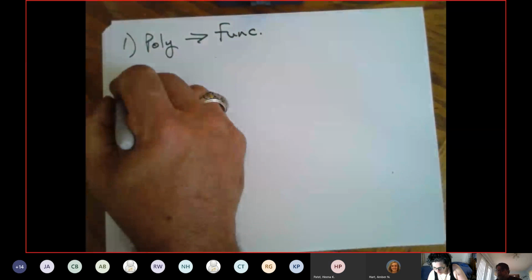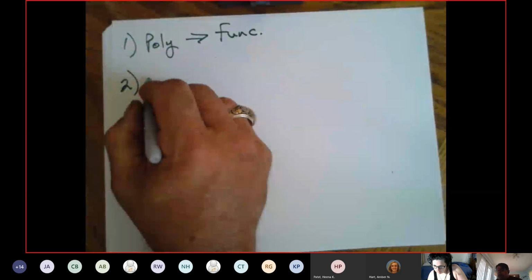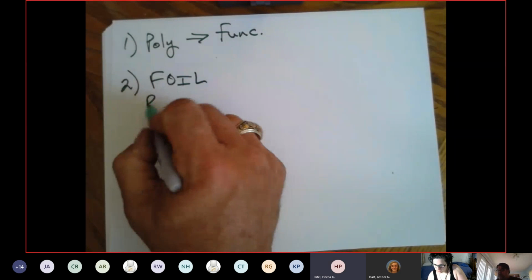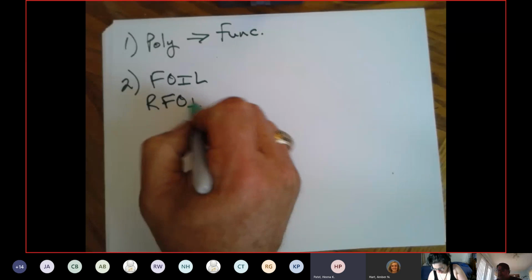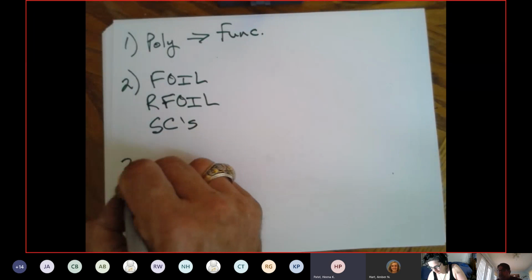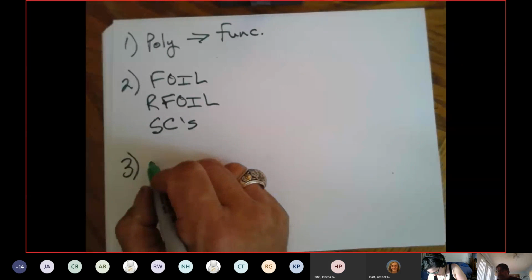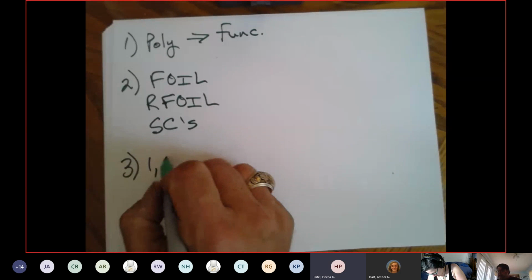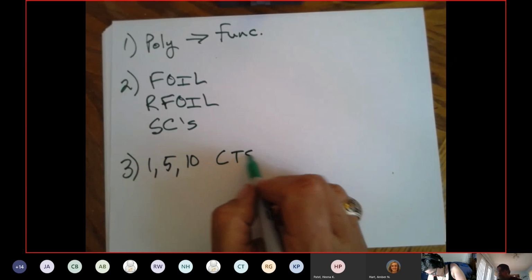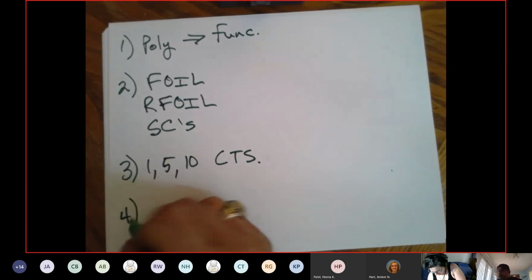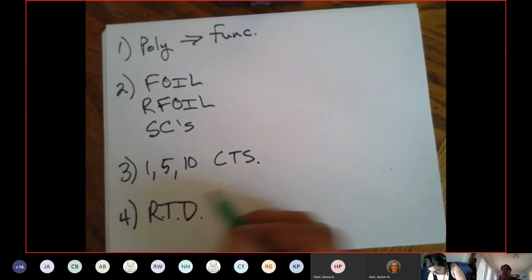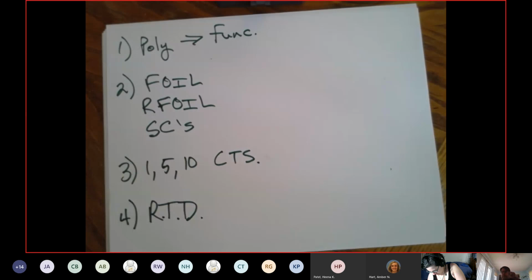And then we went over FOIL. We went over reverse FOIL. We went over the shortcuts. And we went over 3 levels of completing the square, 1, 5, and 10 of completing the square. And now we just went over rationalizing the denominator. Question, can you rationalize the numerator?